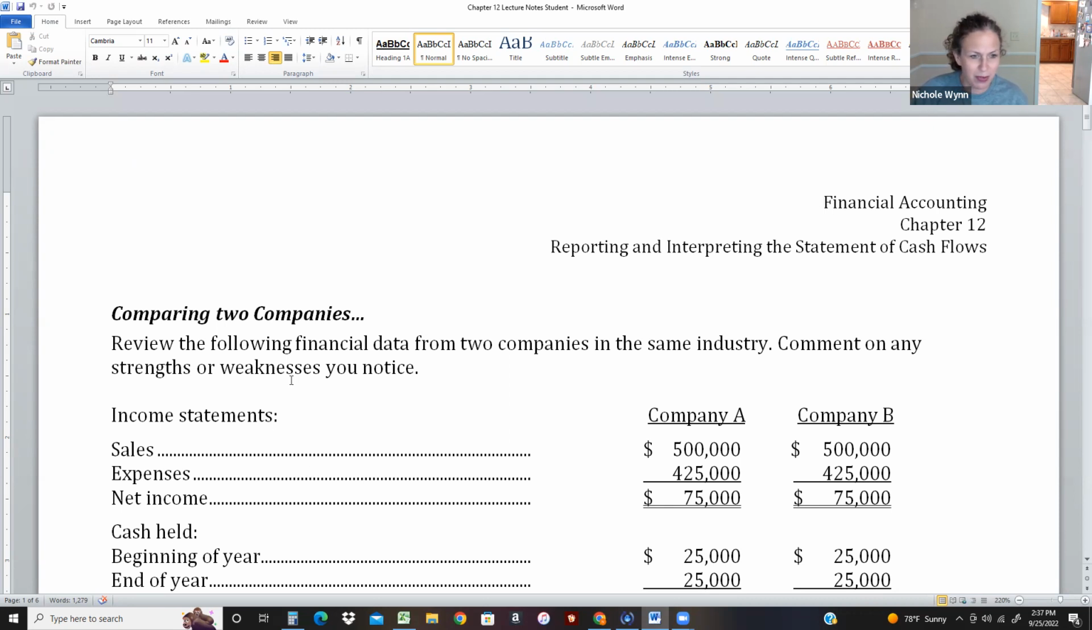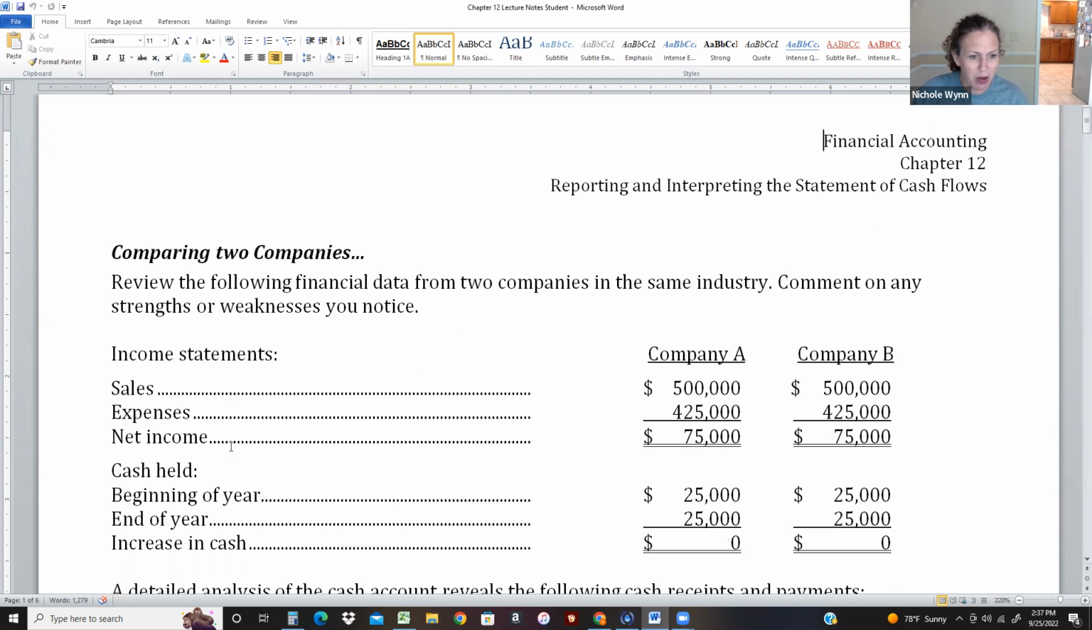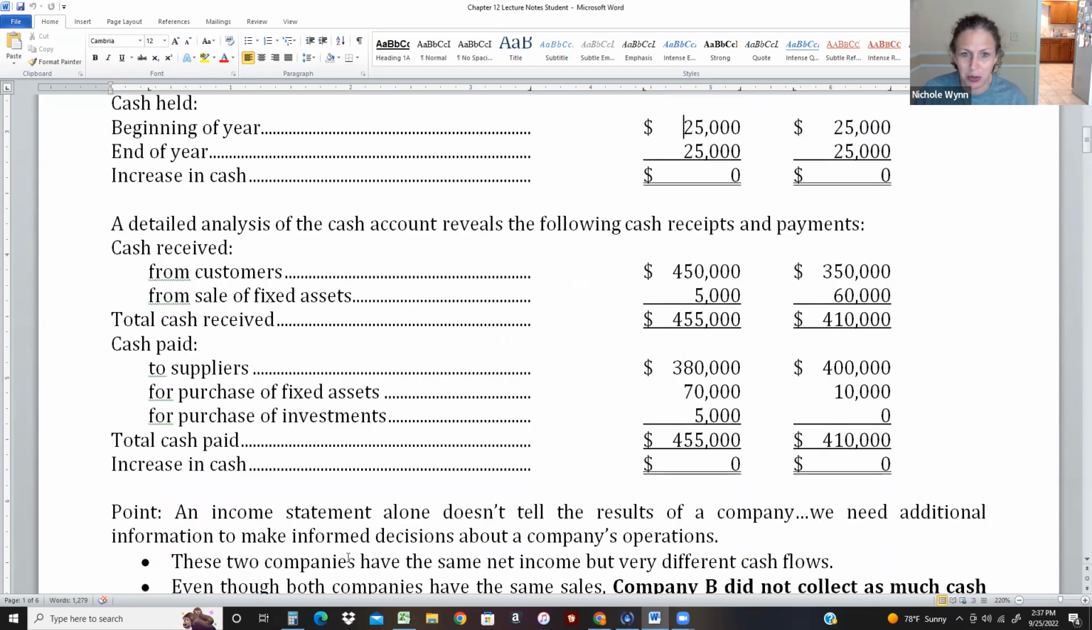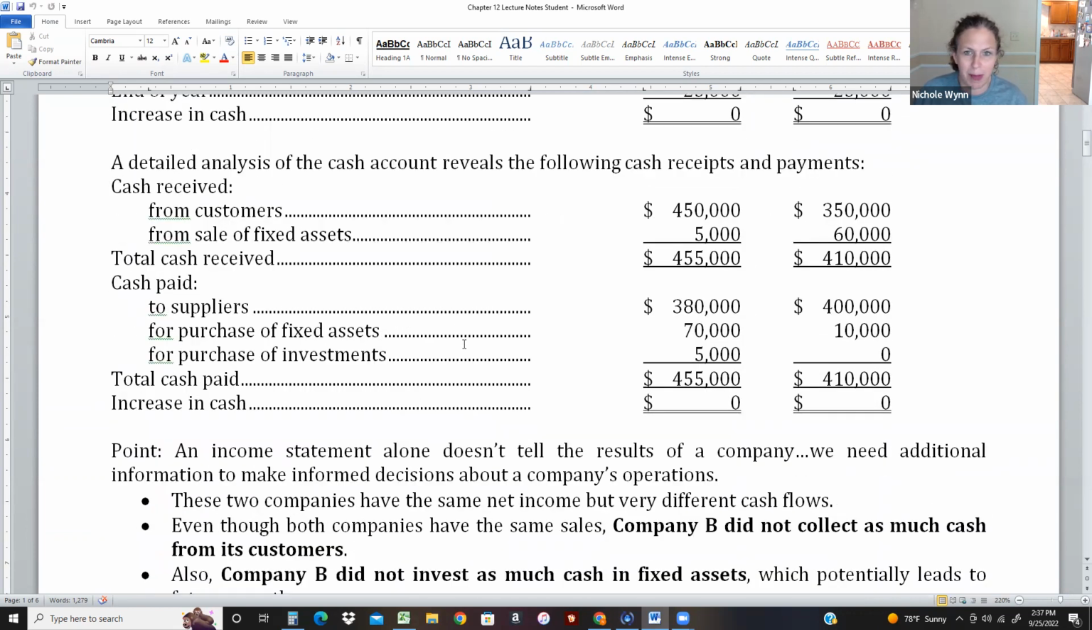And so here we've got two companies, and right now they look identical. I'm looking at company A and company B, and company A has revenue of 500 and expenses of 425. So their net income is 75, and so is company B. They also started and finished the year with 25,000 in cash. So everything looks good. I don't see anything concerning about these companies, looking at information from the income statement and something I saw on the balance sheet. But when we look a little bit deeper, at their cash flow, we could tell a lot more information about the business.